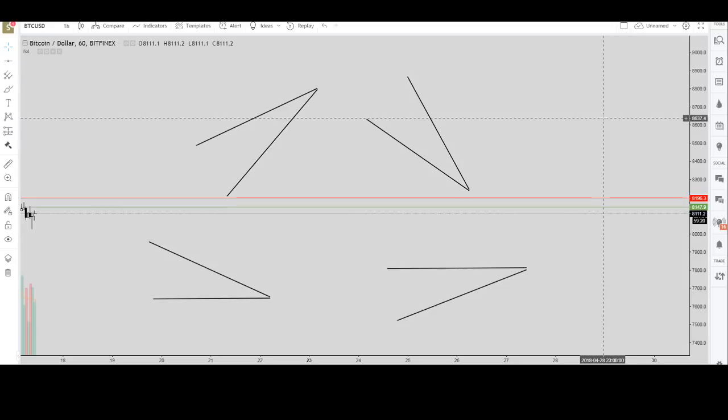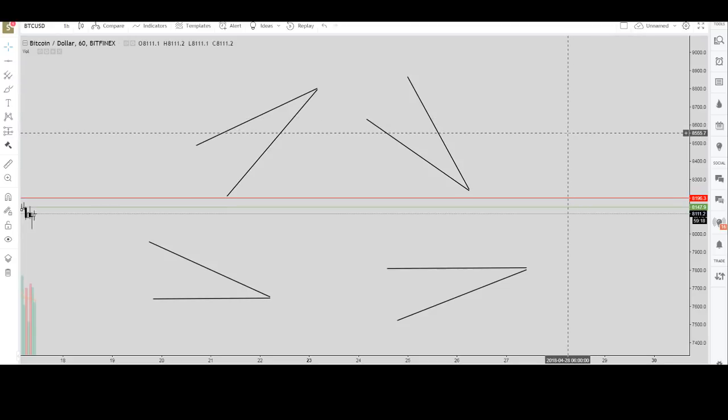Okay, so we're going to cover every imaginable way I can think of to play these wedges. We also need to understand that when it comes to playing formations, not only is it personal preference, but sometimes you have to play the opportunity that's given.